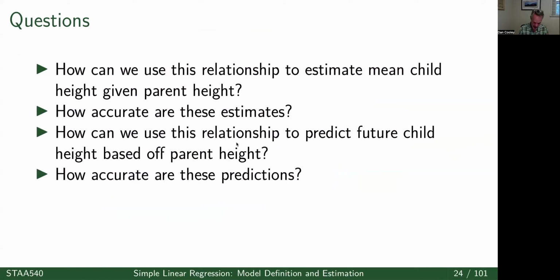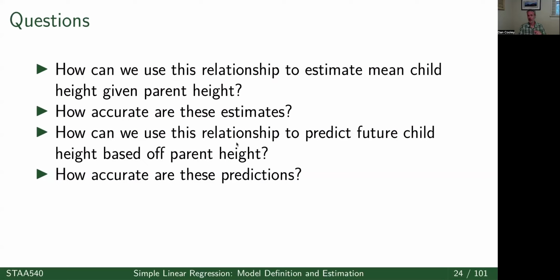How can we use this relationship to estimate mean child height given parent height? So if the mean parent height is 68 inches, what do we expect for the child height? Another way in this simple model of talking about it is prediction. The estimate of the mean and prediction, those point estimates are one and the same.